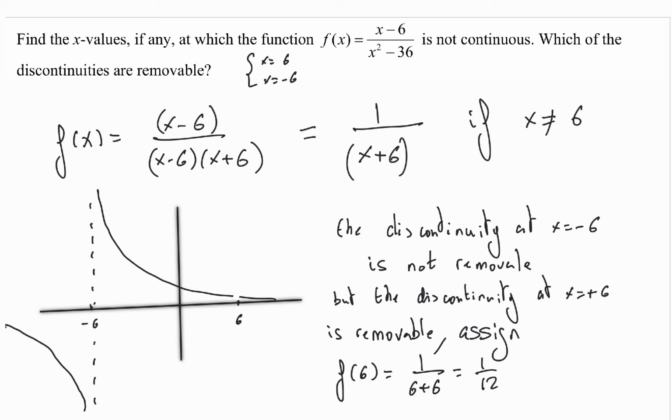Let's go to the other problem, number 6, I think. Find the x value, if any, at which the function x minus 6 divided by x squared minus 36 is not continuous. Well, it's not continuous at which value?